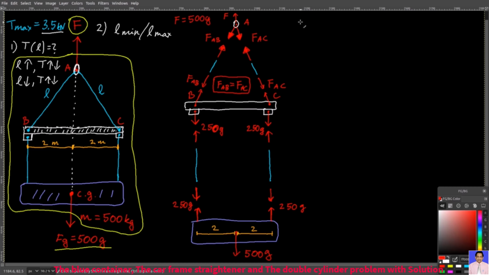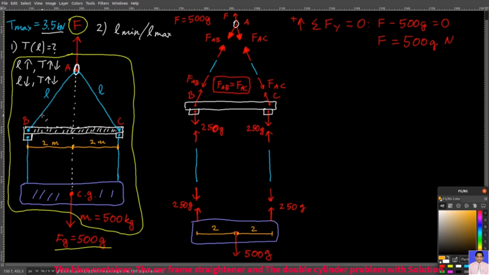You can also see it from the equilibrium principle. The sum of the forces in the y direction must equal 0, and so you have F minus 500 G equals 0, which means that F equals 500 G newtons. What about this FAB and FAC?